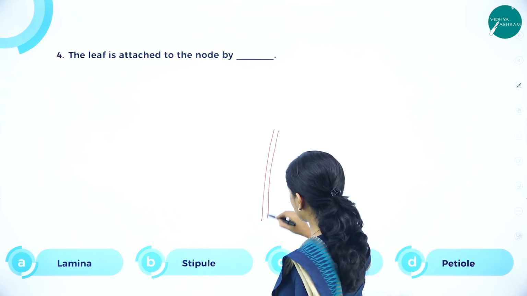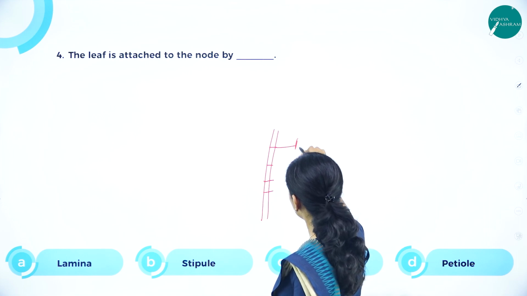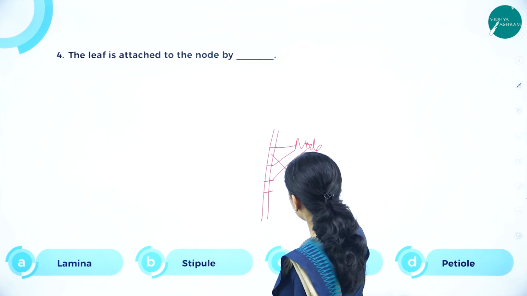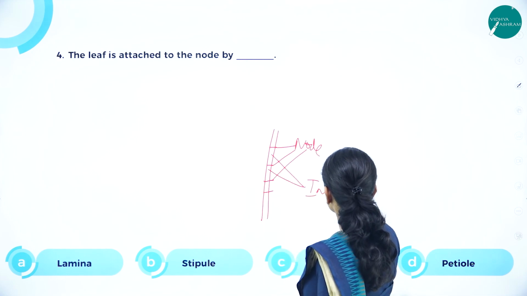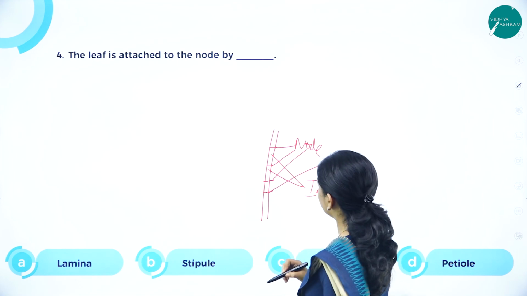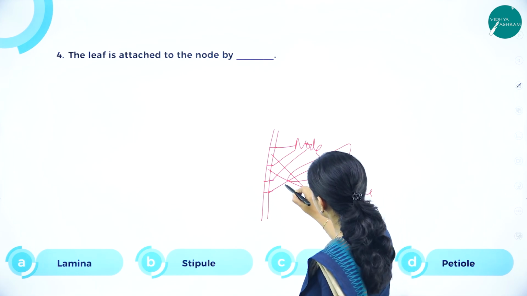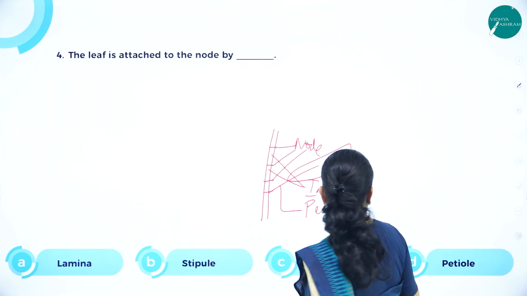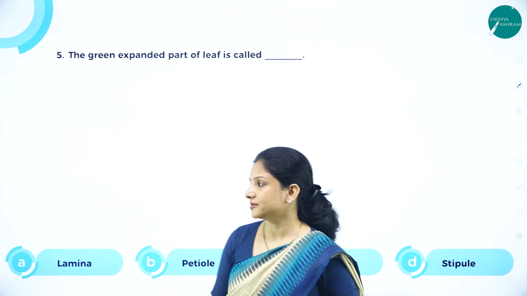So, if this is the stem and stem has nodes and internodes. So, this is a node. This is also a node. In between the nodes, we have the internodes. Leaf arises from the nodal region, say for our example here, and the leaf is attached to the node. This leaf is attached to the node by petiole. Therefore, the right answer here is option D, petiole. Petiole is the right answer.